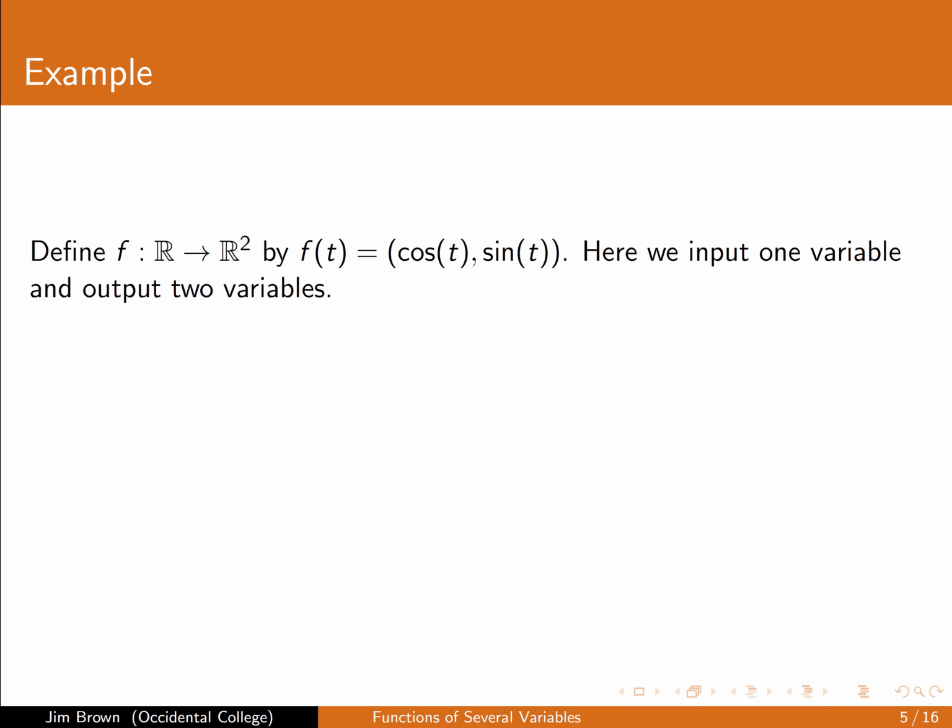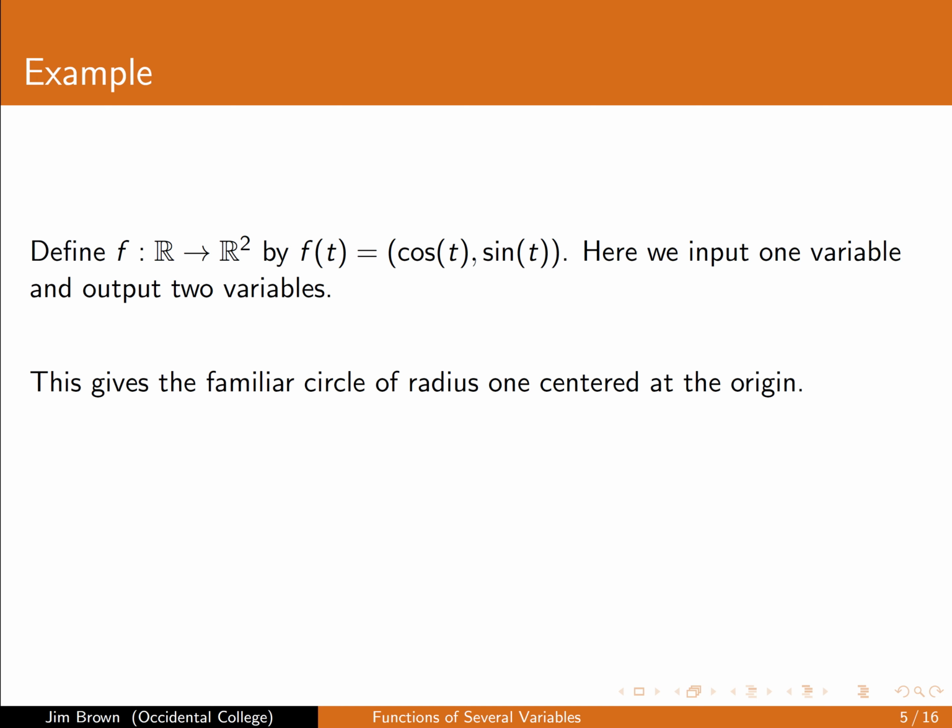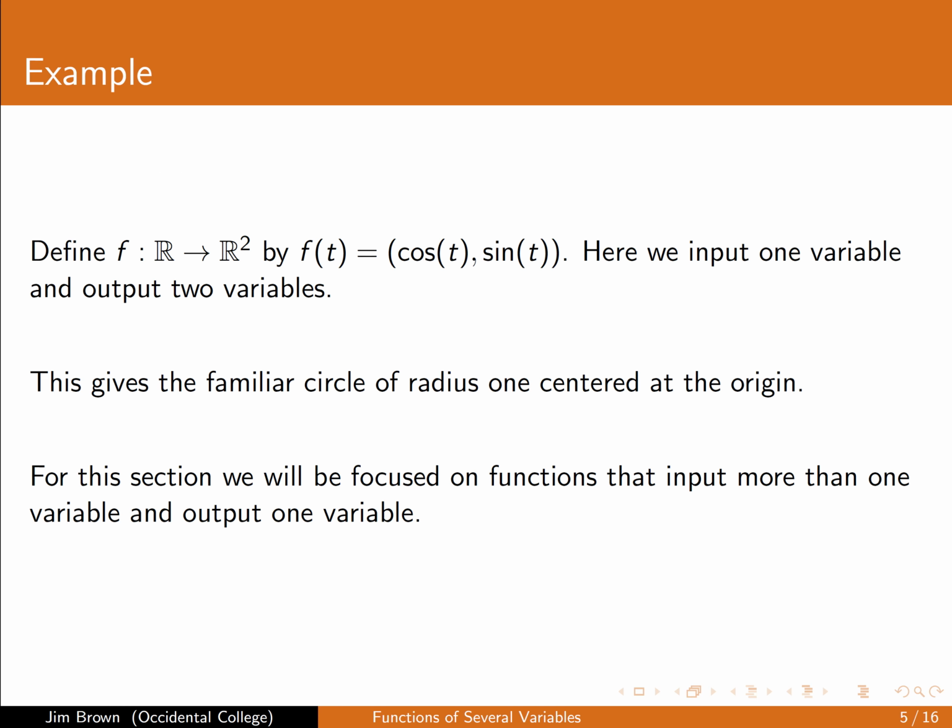Okay, since we've had so far just multiple variables inputting and only one output, we'll switch that now. So we'll input a variable t and output that to two things. So we get a cosine of t and a sine of t. So we input 1, output 2. And so this is a function that goes from R to R2. And notice this is just the familiar circle of radius 1 centered at the origin. For this section, though, we're going to focus on functions that input more than one variable and output one variable.